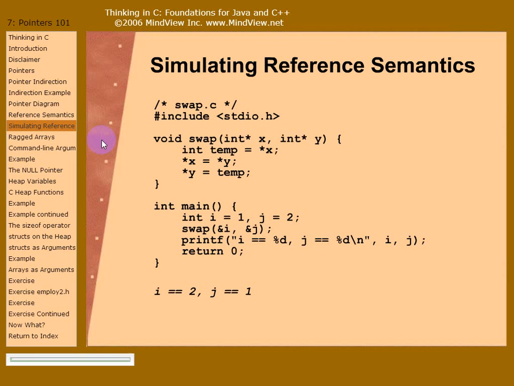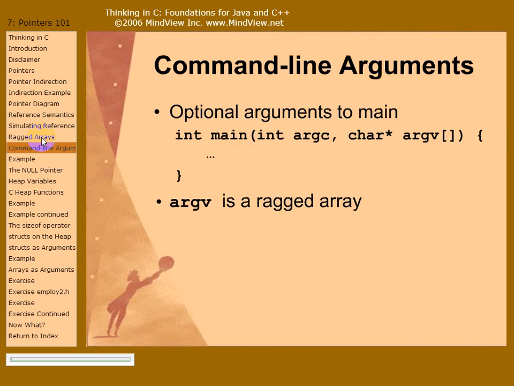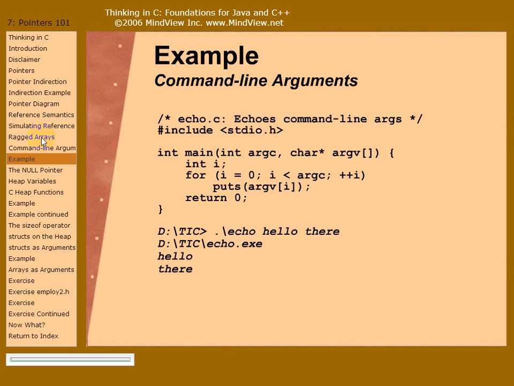Reference semantics, simulating reference. Everything is passed by value, but when you do this, you can actually pass the address and it will act as if it is passed by reference. Ragged arrays, you can do something like this. For int argc and char argv, there's how many arguments and what the actual arguments are.